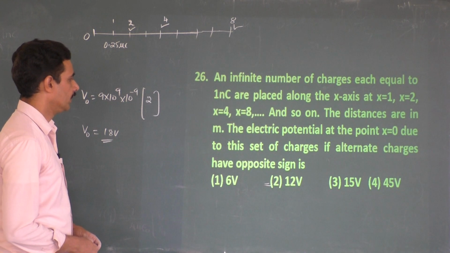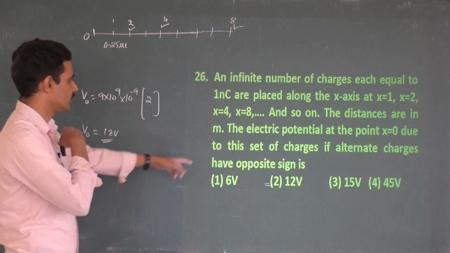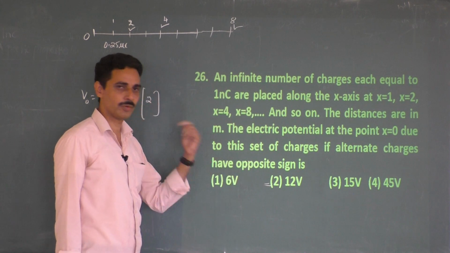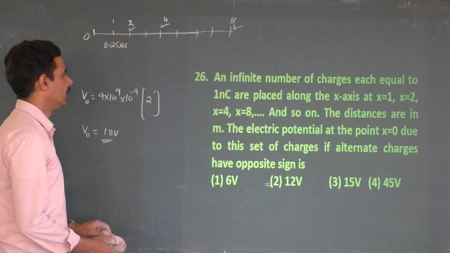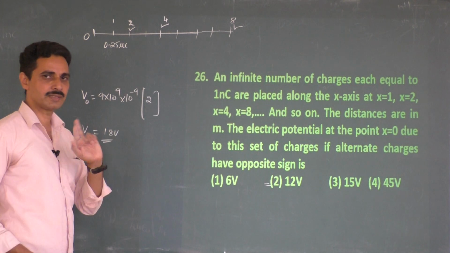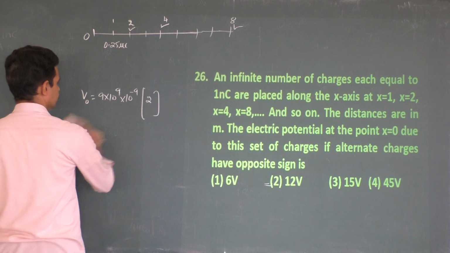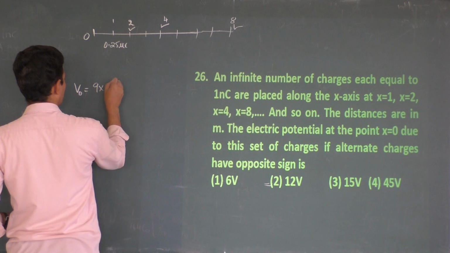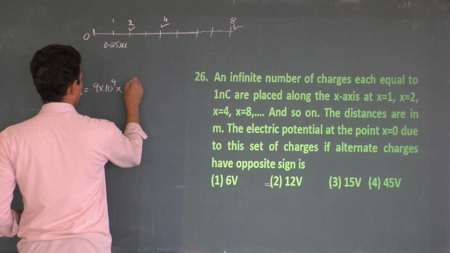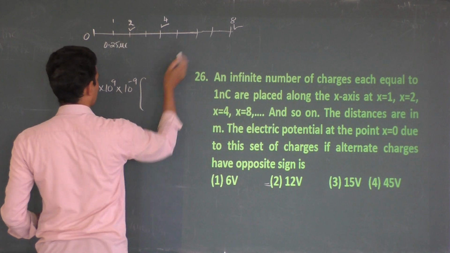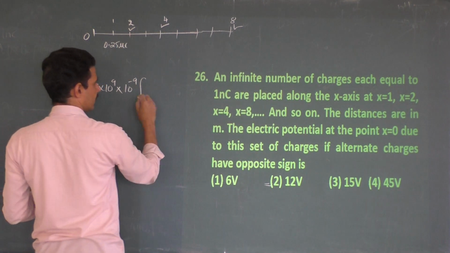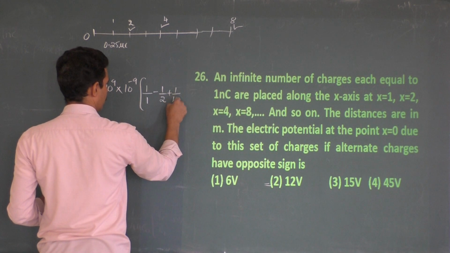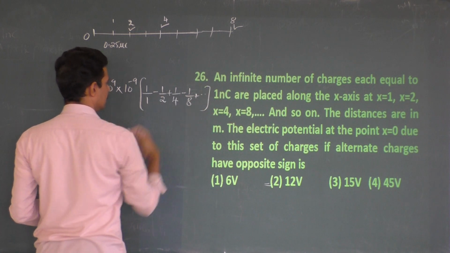Question 26. Now you are asked to find the electric potential at the point x equals 0 due to this set of charges if alternate charges have opposite sign. It is interesting now. All are 1 nanocoulomb charges, but alternate charges are of opposite sign. So what will you do? Potential at the center is 1 by 4 pi epsilon naught, 1 nano for every charge, but alternate charges are of opposite signs. So first one is 1 by 1, next is 1 by 2, minus 1 by 4, minus 1 by 8, plus so on, right? It should be like this.